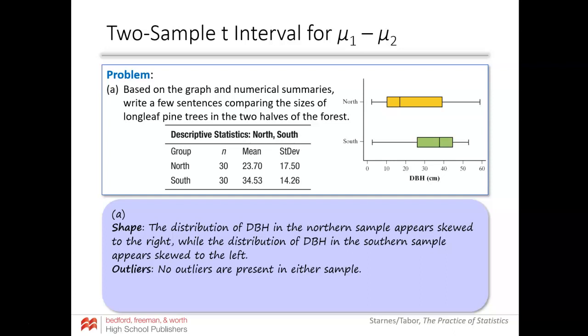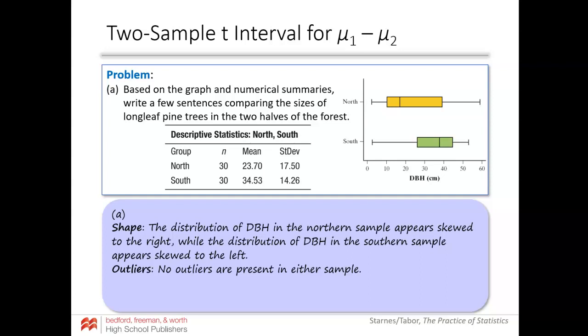So the shape, and you want to be specific about context and about which distribution you're talking about. The distribution of DBH in the northern sample appears to be skewed to the right. Okay, I agree with that. Its tail is longer on the right, while the distribution in the southern sample appears to be skewed to the left. And again, I think they're both slightly skewed, but there is a definite mention of skew.